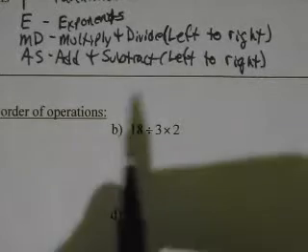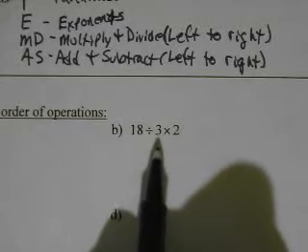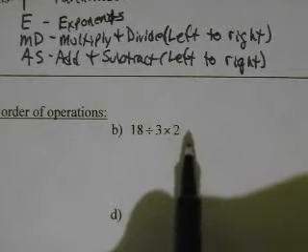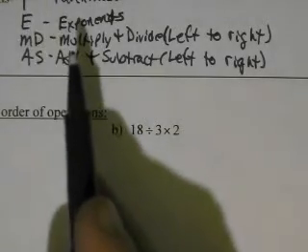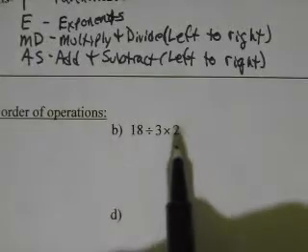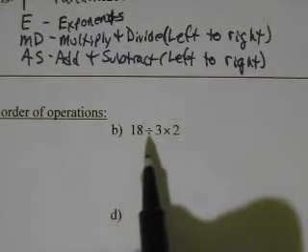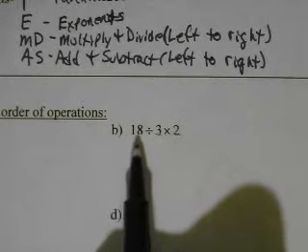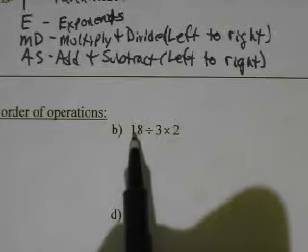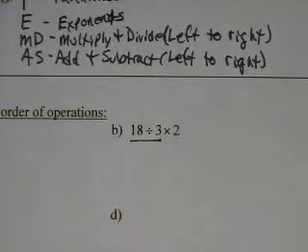Okay, let's try a second example. 18 divided by 3 times 2. Now, it's still up there. There's no powers, there's no exponents, but there is multiply and there is divide. So we have to do them from left to right as you read a piece of paper, going this way across. So we're going to do this first.